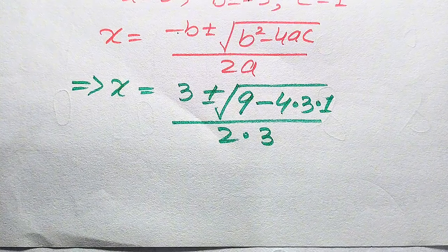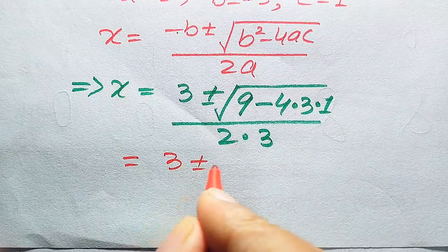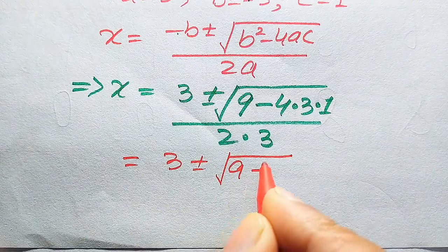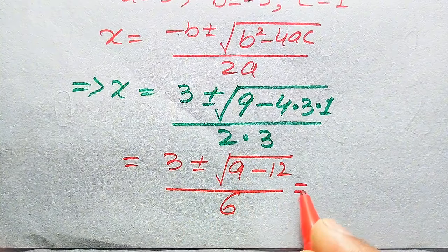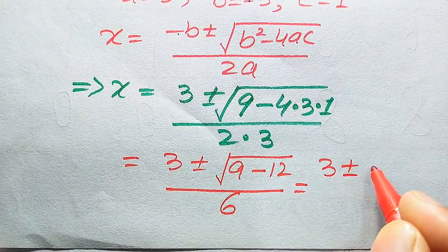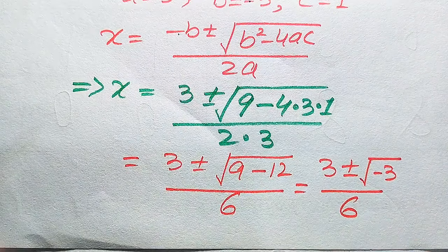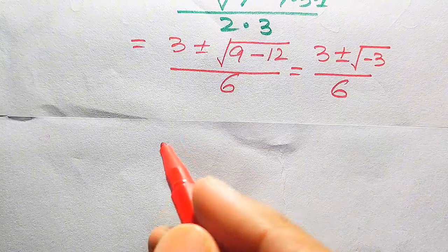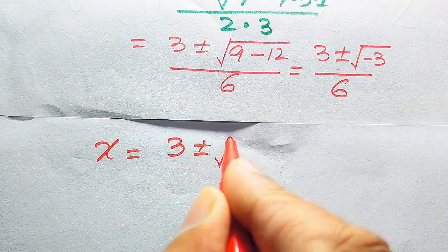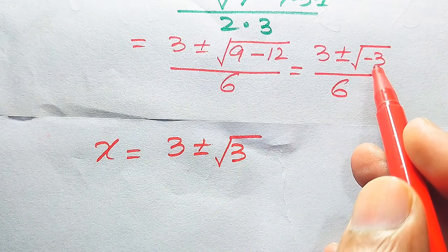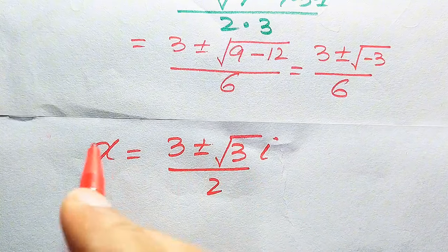So here we need more simplifications and we easily get the roots of this equation. So we get here 3 plus minus square root of 9 minus 4 times 3 becomes 12, divided by 2 times 3 becomes 6. So here we obtain 3 plus minus square root of 9 minus 12 becomes minus 3, divided by 6. And from here we easily get the values of x is equal to 3 plus minus square root of 3, and here we know that when a negative sign appears inside the square root it becomes iota, and it is divided by 2.